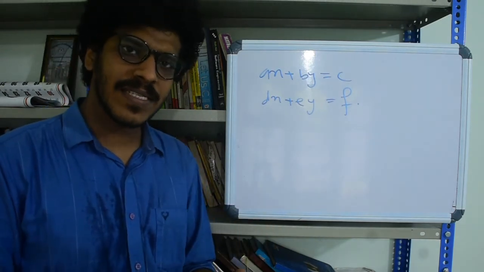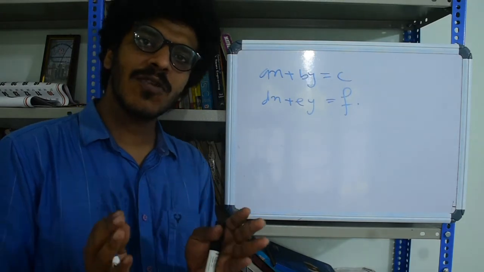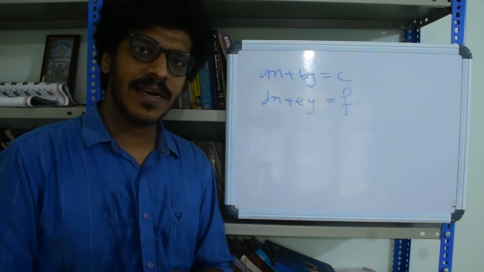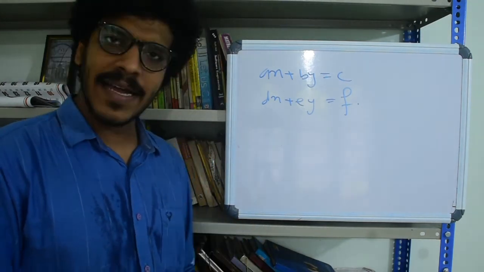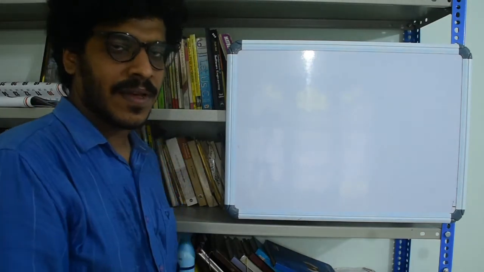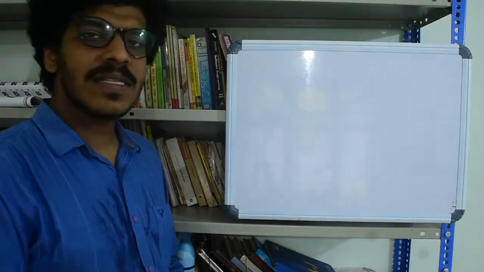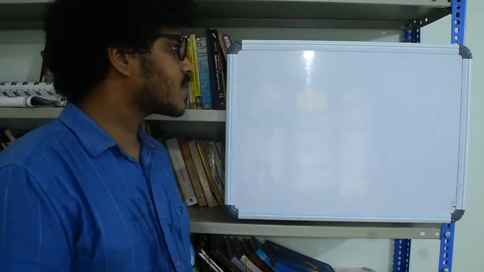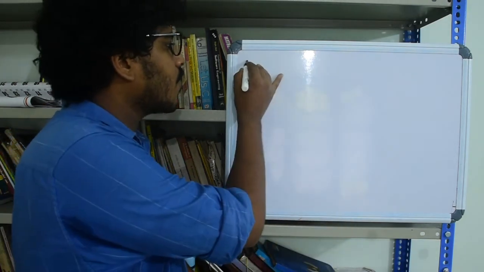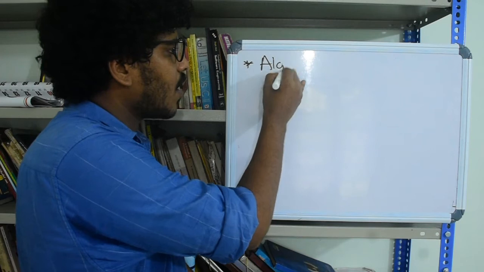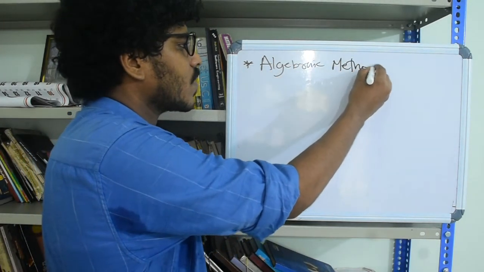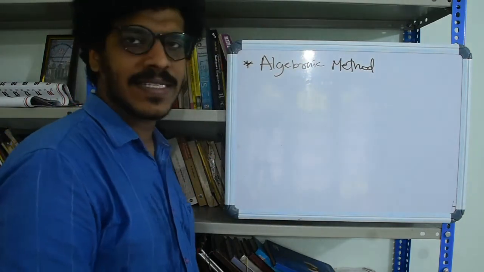Which means, can we find a single solution which will work for both of these equations? That's the question. And interestingly, the answer is yes. Sometimes we can find a common solution and sometimes we cannot. There are two methods to find a common solution for two equations simultaneously. One is the algebraic method. Let's explain the methods first and later go to an example.